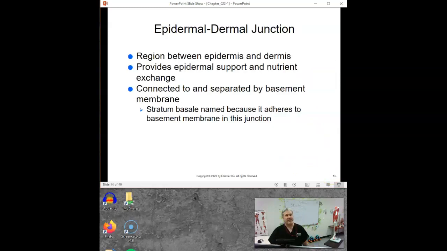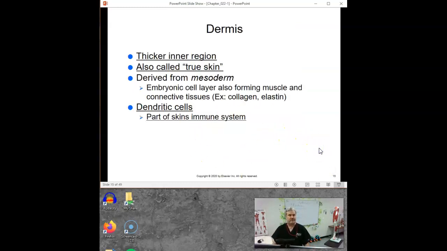Okay. So, I don't even like this slide. It says the epidermal dermal junction. This is where the epidermis meets the dermis. Of course, and they just gave it a name. It's not really that important. The epidermis is sitting on top of the dermis. That's it.